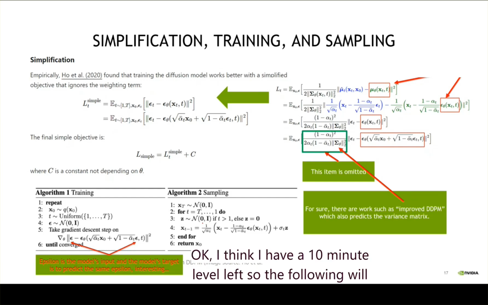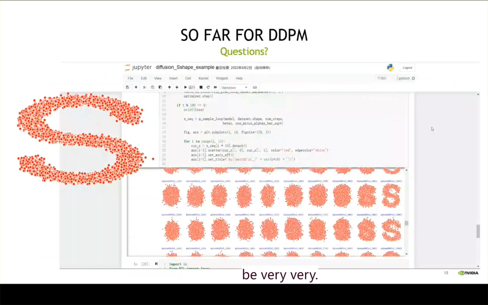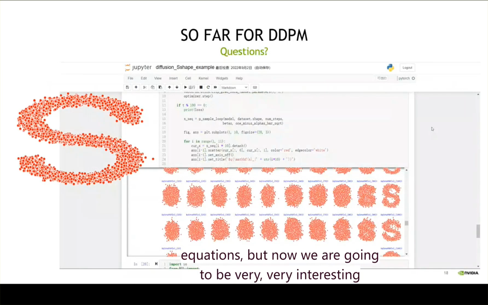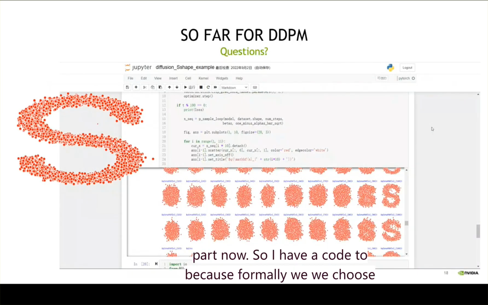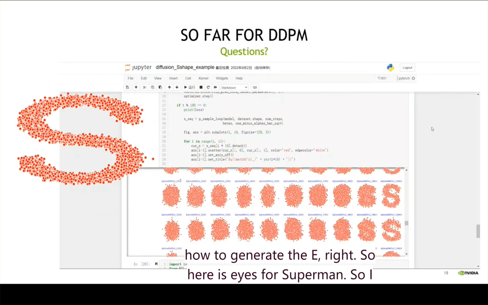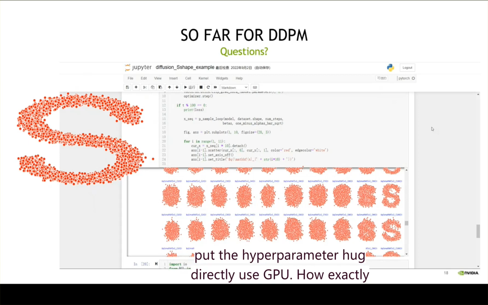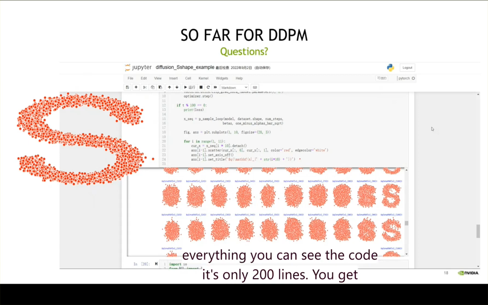Okay, I think I have 10 minutes left, so the following will be very, very interesting. Sorry for the equations, but now we get to the very interesting part. I have code, because formally we introduced how to generate the epsilon, right? Here is S for Superman. If you want to learn the details, how exactly you set the hyperparameters, how exactly you use the GPU, you can see the code. It's only 200 lines, and you get the whole idea.